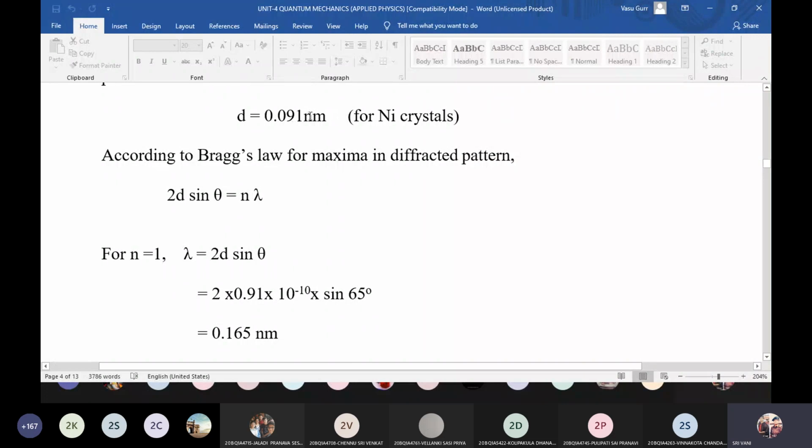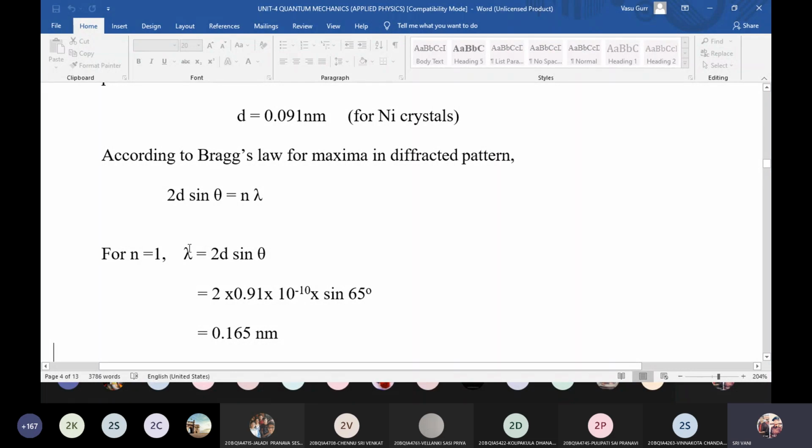0.091 into 10 power minus 9 meters, if you write it in terms of meters. Next one. Suppose if they consider first maxima, then n is equal to 1. Second maxima, according to diffraction, n is equal to 2. Let us apply it for the first image. n is equal to 1.